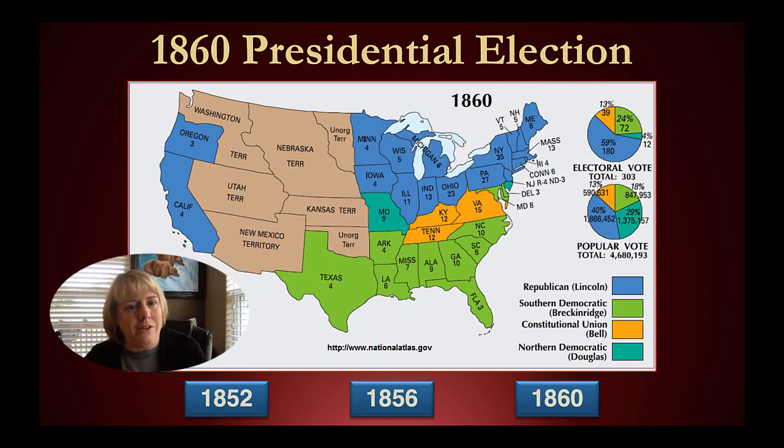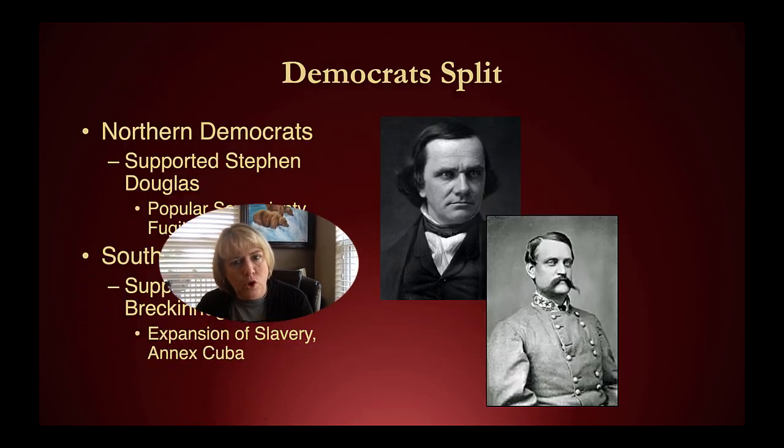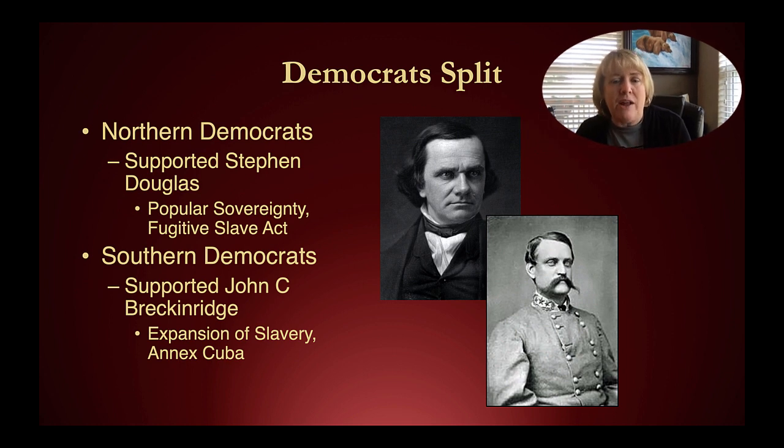This is all going to lead us to the presidential election of 1860, where you have Abraham Lincoln running on the Republican ticket and the Democrats split between Stephen Douglas and John Breckinridge. When you look at this ballot, the Northern Democrats supported Stephen Douglas. They believed in popular sovereignty and enforcing the Fugitive Slave Act. But remember, because of the Freeport Doctrine, Southerners were ticked off at Stephen Douglas. So they're going to nominate John Breckinridge. John Breckinridge believed in the expansion of slavery, also believed in the annexation of Cuba.